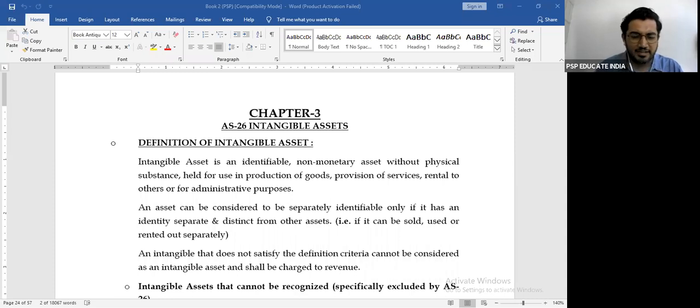Can I say it is your intangible asset? Of course, yes. You are not able to see it. So of course we can call it an intangible asset. जिसको हम देख नहीं सकते, touch नहीं कर सकते, वो intangible asset होता है.